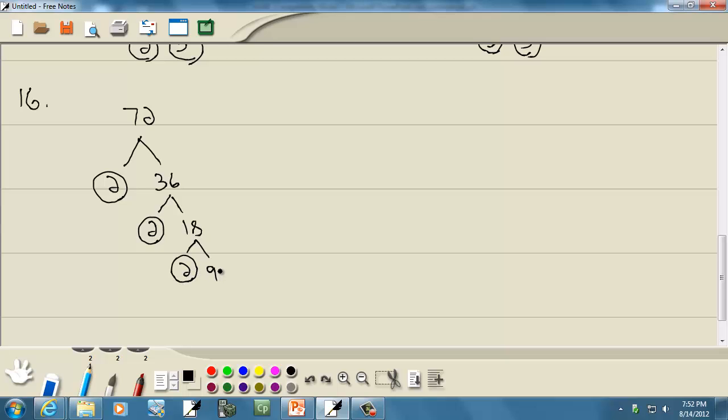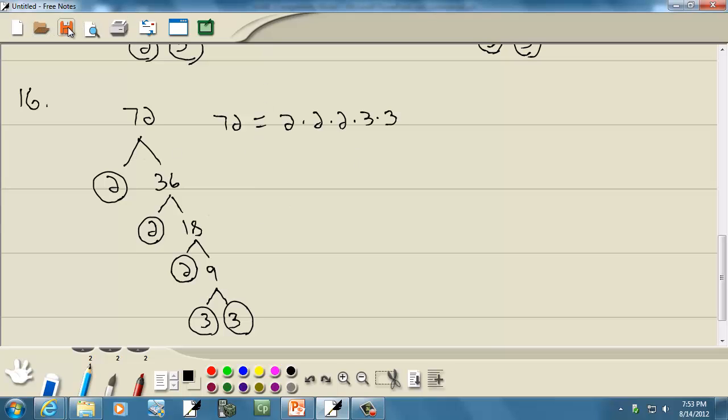So now we can't use 9 because that's not prime. That's not in our list. But it's not divisible by 2. I can't think of anything times 2 that gives that to me. So I go to my next prime, which is 3. And actually, 3 times 3 will give you the 9. So 72 will be 3 2's and 2 3's. So that would be our answer, our prime factorization.